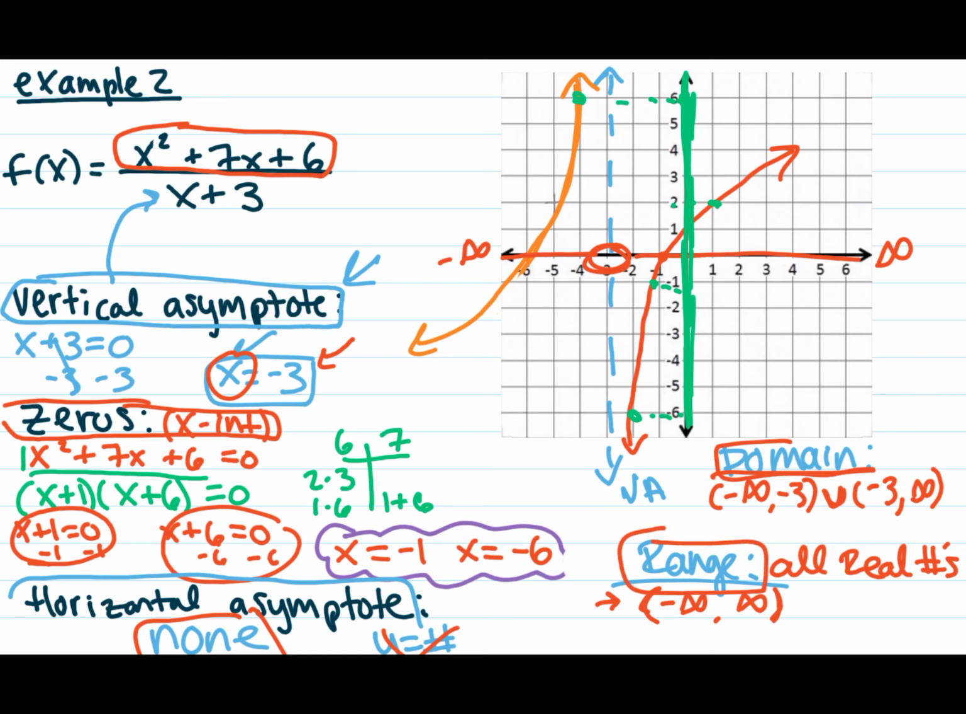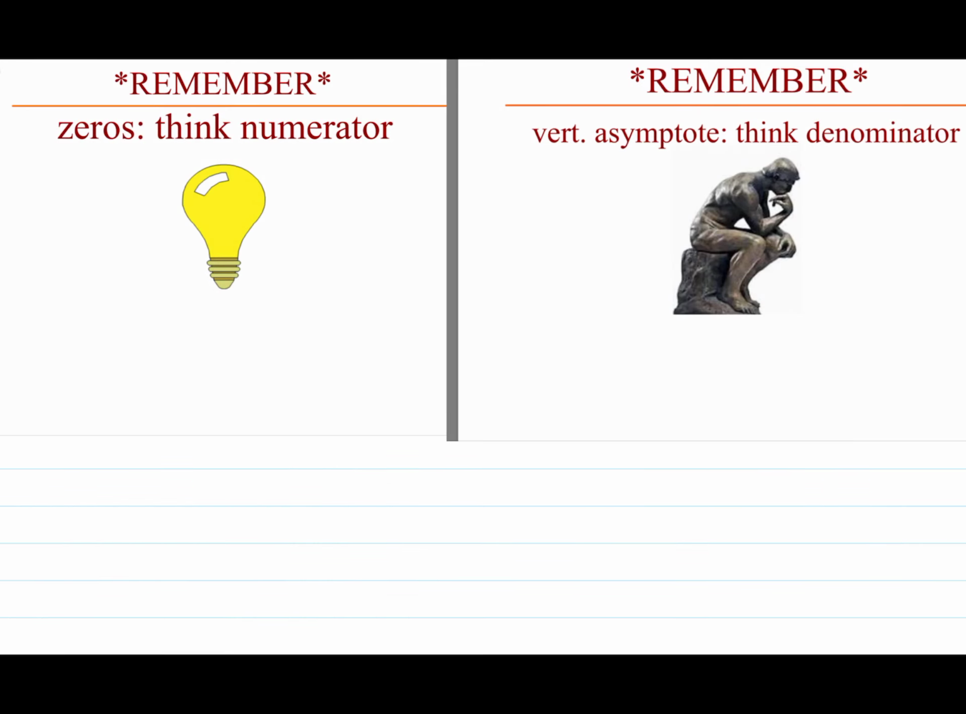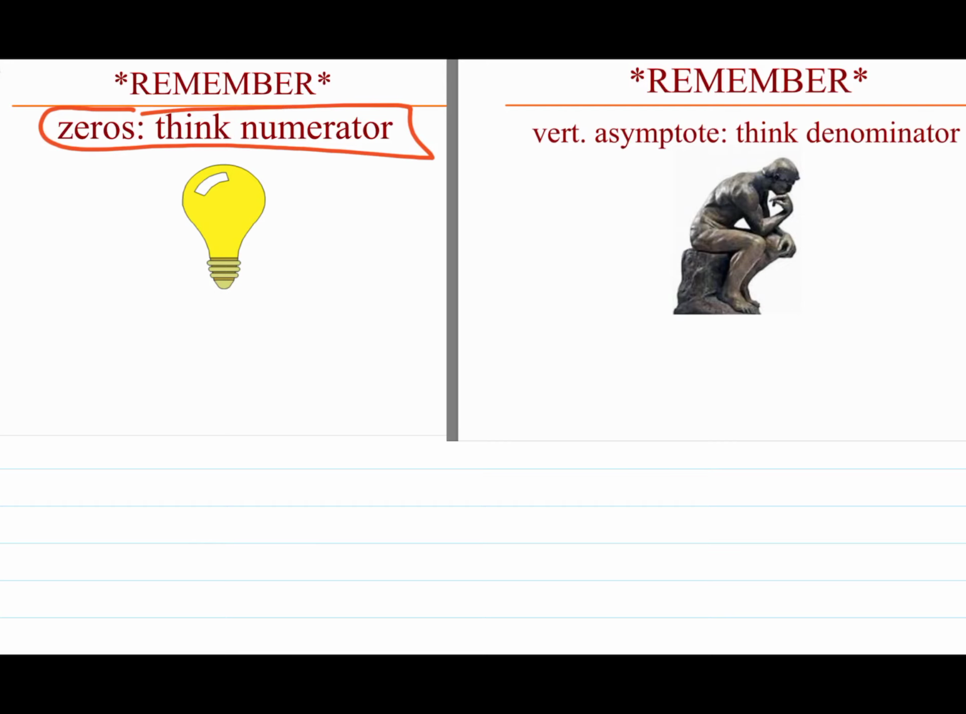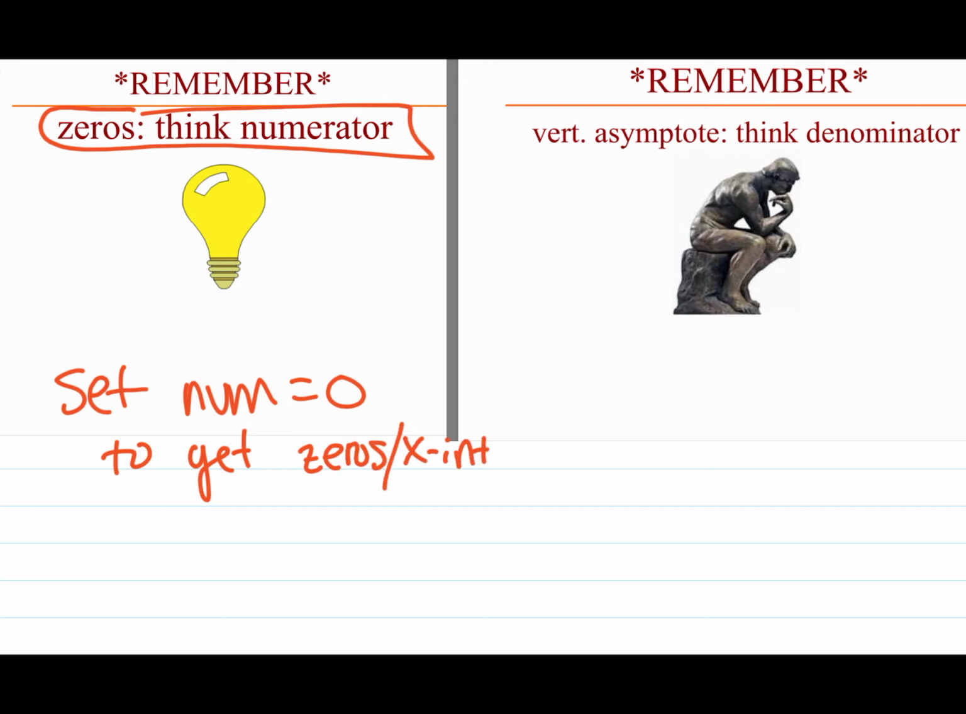So make sure you pause and get all these notes written down. All right, 2 quick reminders to have in your notes before we move to horizontal asymptotes. Your zeros come from your numerator. You can see me doing that back in example 2 right here. Okay, zeros will come from the numerator. So set the numerator equal to 0 to get zeros or x-intercepts. Have that clearly stated in your notes.